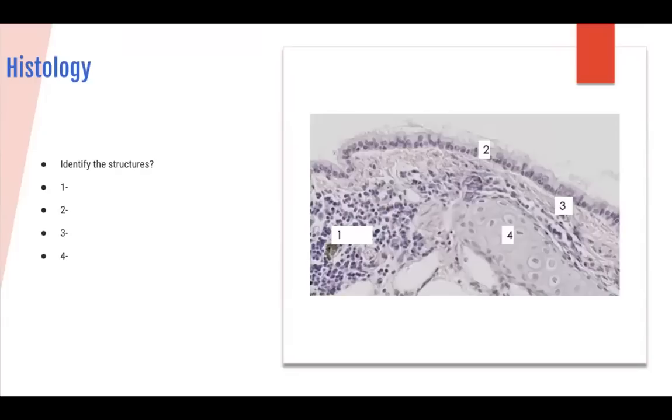Bronchus. Great. Okay, what makes you say that? Whoever said bronchus now has to say what 1, 2, 3, or 4 is. We can see the cartilage and the lymphoid tissue, the bulk. So which is which? I want numbers. So 4 is cartilage and 1 is bronchus associated lymphoid tissue.